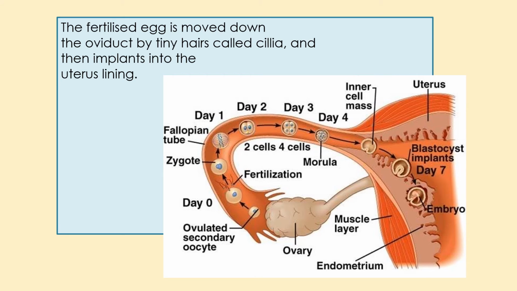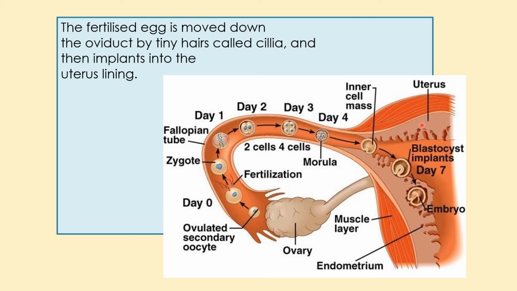The fertilised egg is moved down the oviduct by tiny hairs called cilia and then implants into the uterus lining. So all along the inside of the oviduct, there are these tiny cells which have even tinier hairs on them called cilia, and they sort of waft the fertilised egg cell down the oviduct towards the uterus.